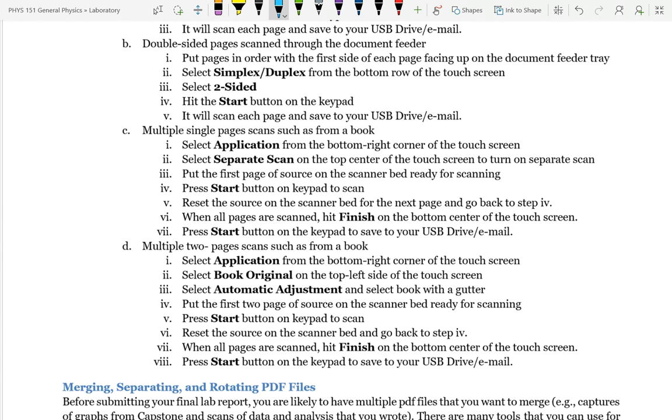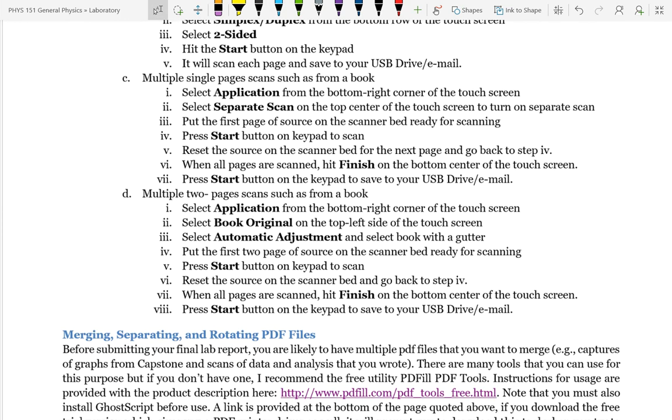Everything else the same. And then there's some more complicated. If you want to do multiple single sheet scans, like you have everything here and you want to put it on the bed, I have the instructions for that here too. So those are instructions for using the scanners to get your PDF files.